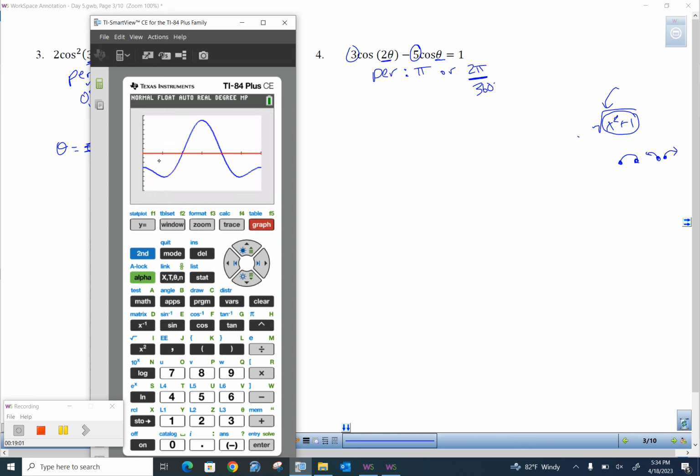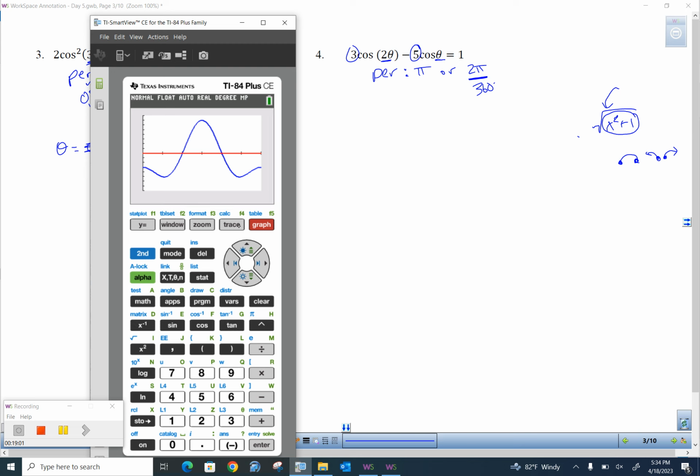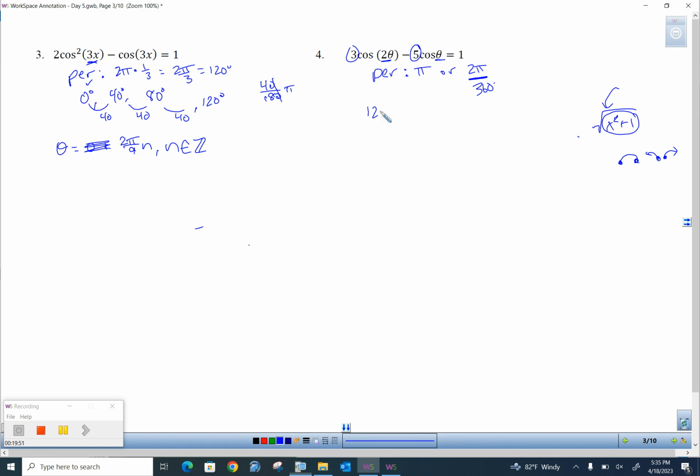Okay, so if you watch your scale, like my scale I changed to 60, but yours may still be at 30. This says 60, 120. Okay, I can trace 120 to check it, and it's there. And so then this one would be 240, and it does work. So we've got 120 degrees, 240 degrees.